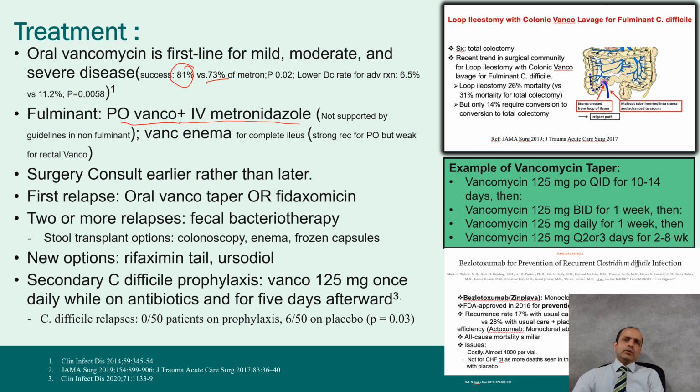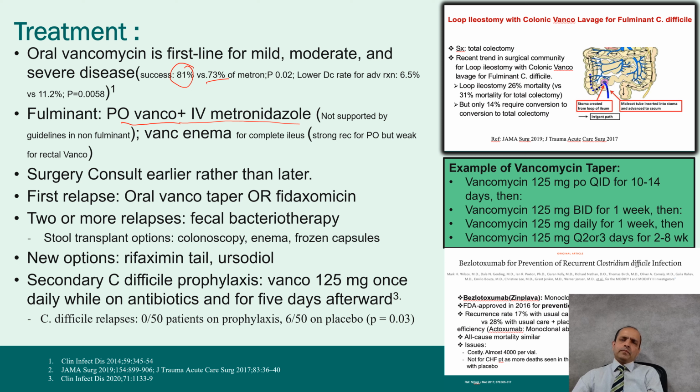For the first relapse, you do an oral vancomycin taper or fidaxomicin. For 2 or more relapses, you do fecal bacteriotherapy, which is also called fecal transplantation. There are 3 approaches: colonoscopy, enema, or frozen capsule. So there are 3 ways to do fecal bacteriotherapy, and you do that when you have 2 or more relapses. Then there are new options: rifaximin tail or ursodiol for somebody with a relapse.